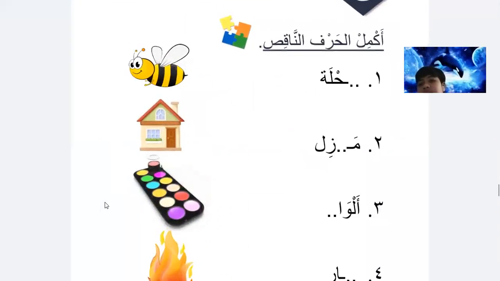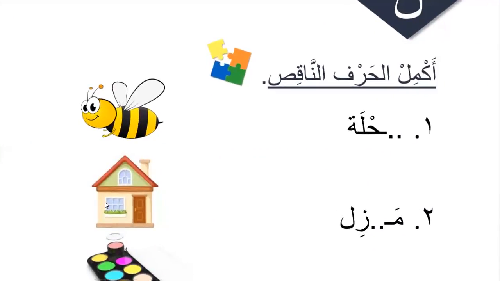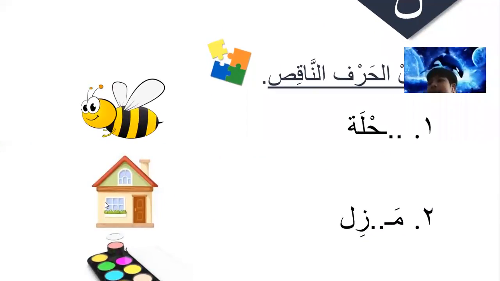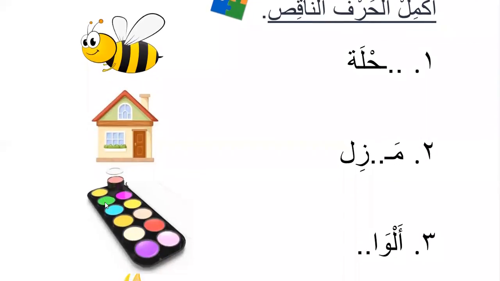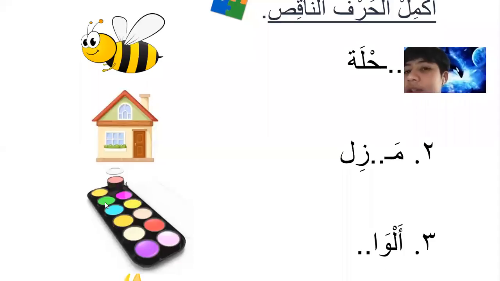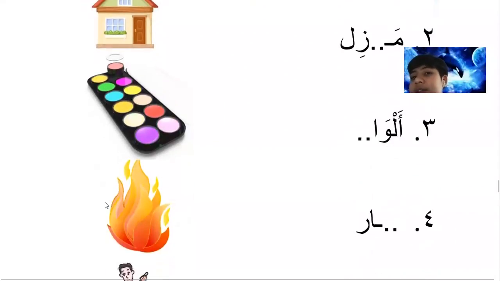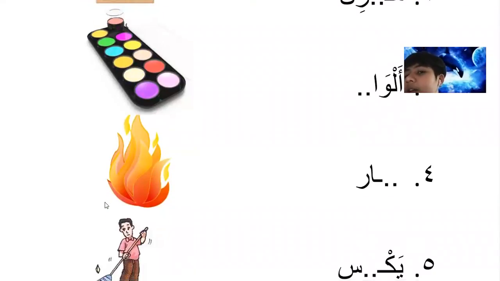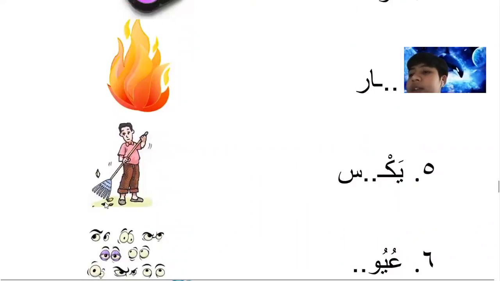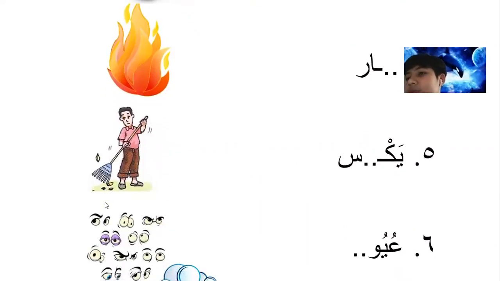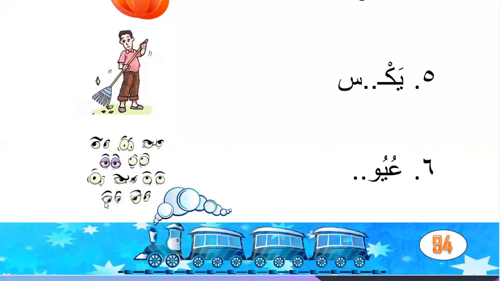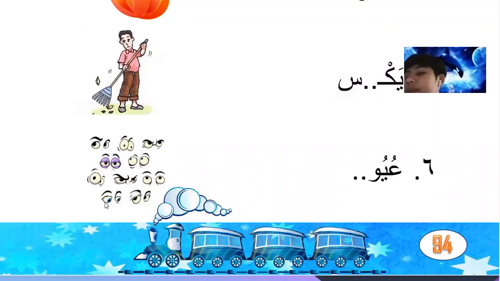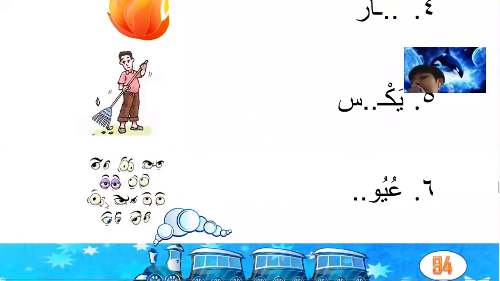Akmil al harf al naqis. Complete the missing letter. Nahla, honey bee, good. Manzil, house. Alwan, colors. Nar, fire. Yakunusu, he is sleeping. Uyun, eyes. Uyun means eyes.